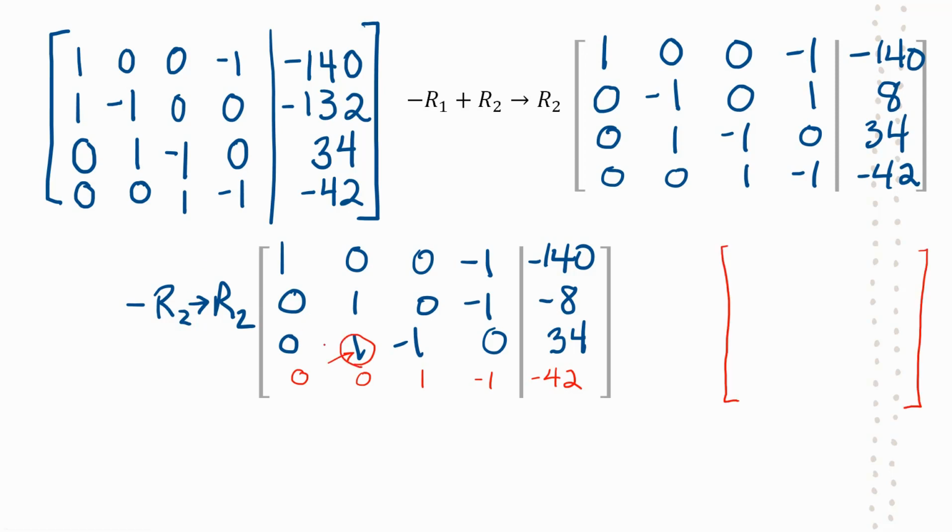So we are going to now multiply row 2 by negative 1. So negative row 2 plus row 3, and we're going to take what we get and put that in row 3 to get rid of that 1 there. So if I do that, I'll have 0 plus 0, which is 0. I'll have negative 1 plus 1, which is 0. 0 plus negative 1 is negative 1. And then 1 plus 0 is 1. And 8 plus 34 is going to be 42.